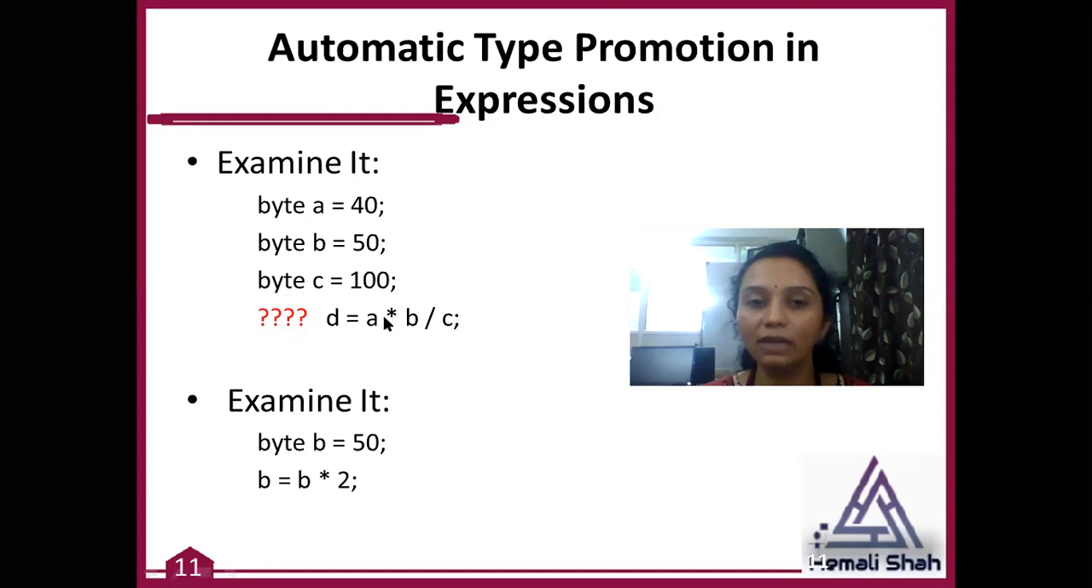So whenever there is a multiplication symbol, your value is always going to increase. Here 40 multiplied by 50, it will be 2000, and 2000 is not able to be stored in only a byte because the range of the byte is up to 128 only. So whenever you write byte d equals to a multiplied by b divided by c, then you will not be able to store your answer into byte because the range of byte is not able to store value 200 or value 2000, because the last positive value of byte is 128 only.